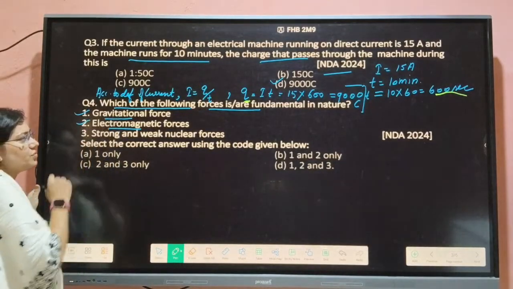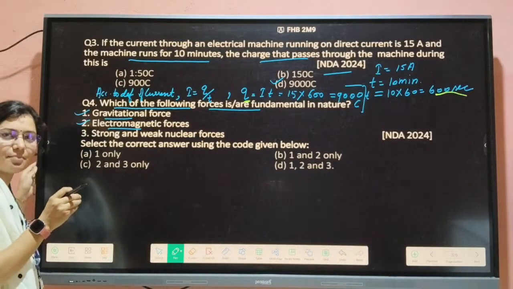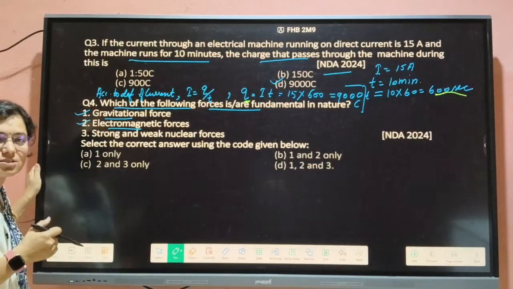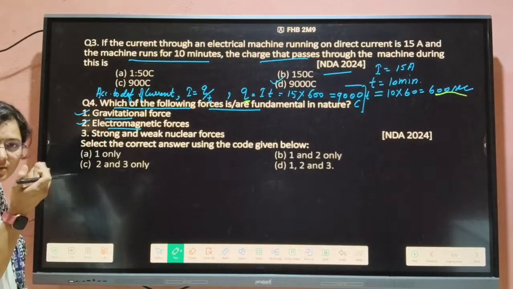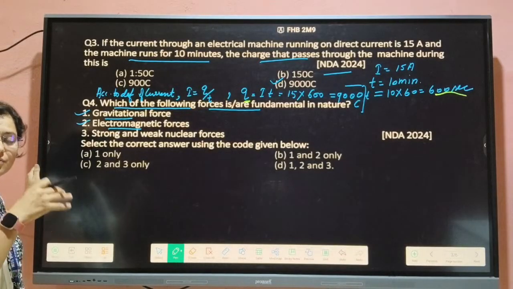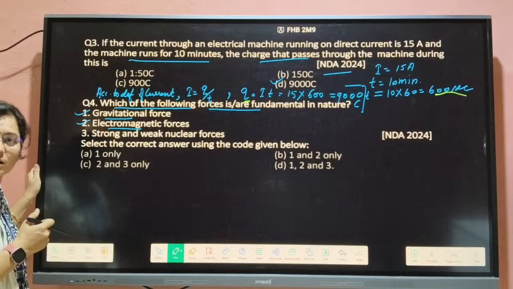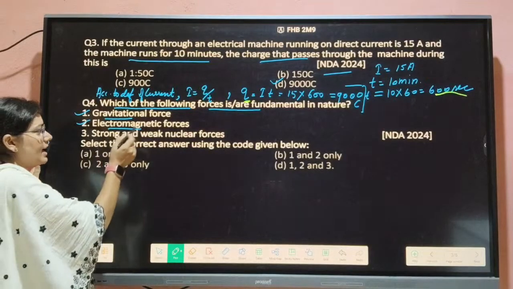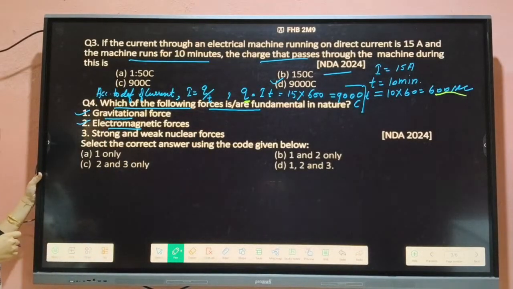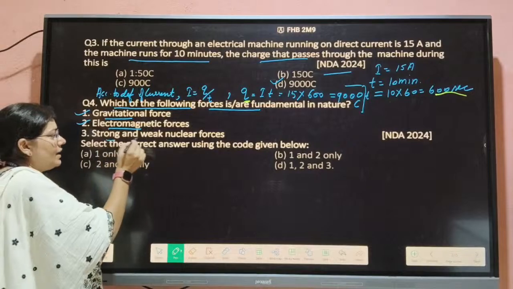Okay, gravitation force is a force acting between two heavy massive bodies. If two bodies have mass, then there is a force acting between them, and that is our gravitation force. Next one, electromagnetic forces: the forces which act between charged particles and due to magnets, we call electromagnetic forces.